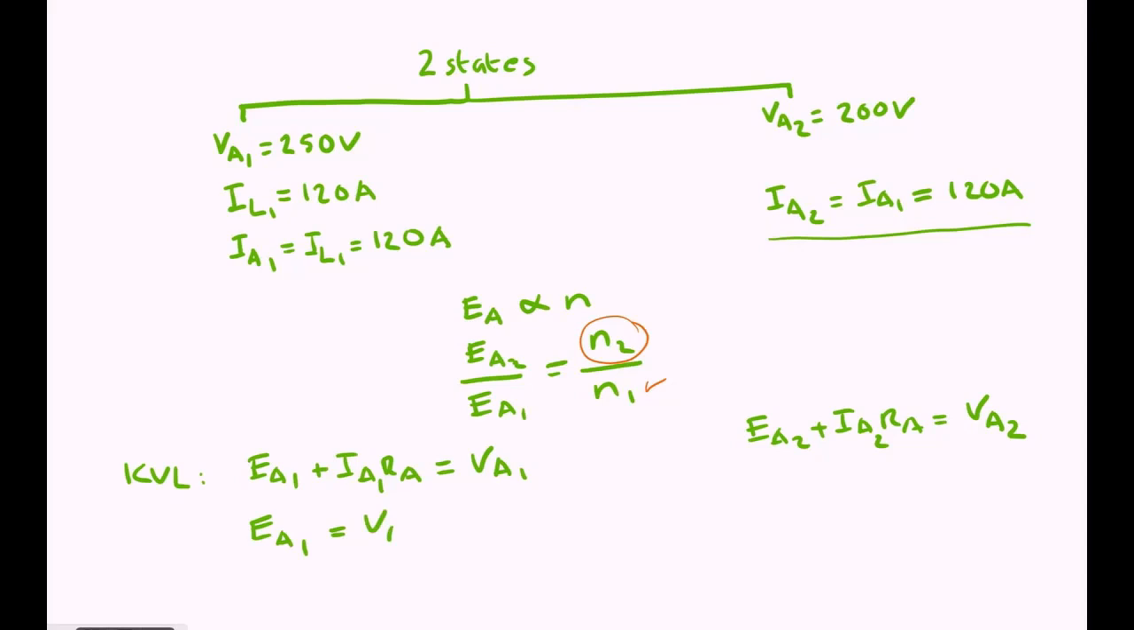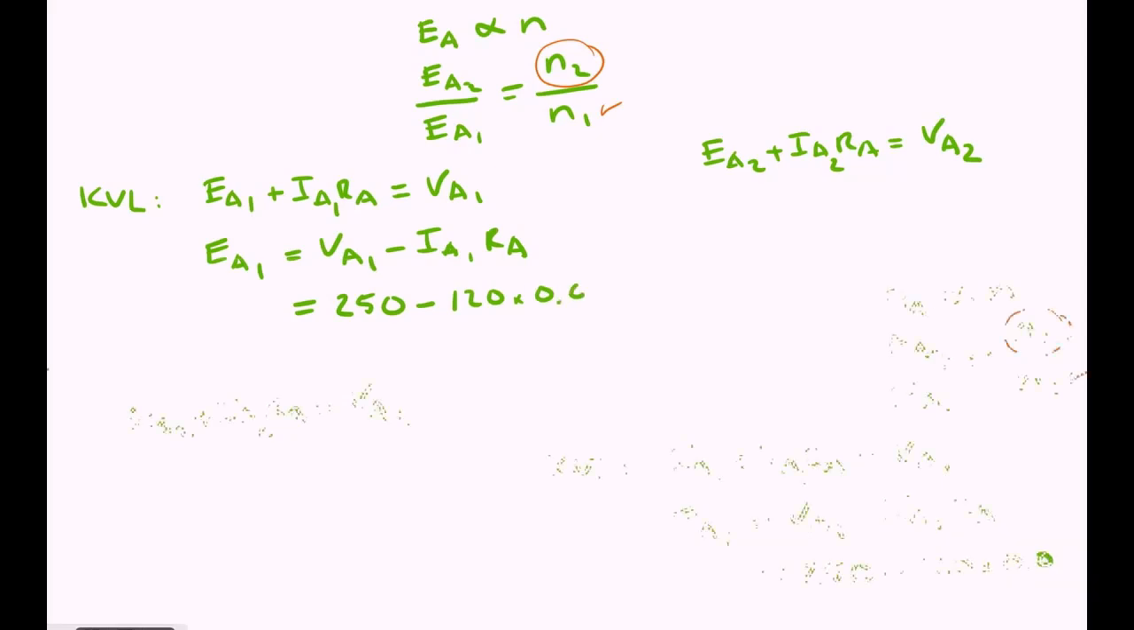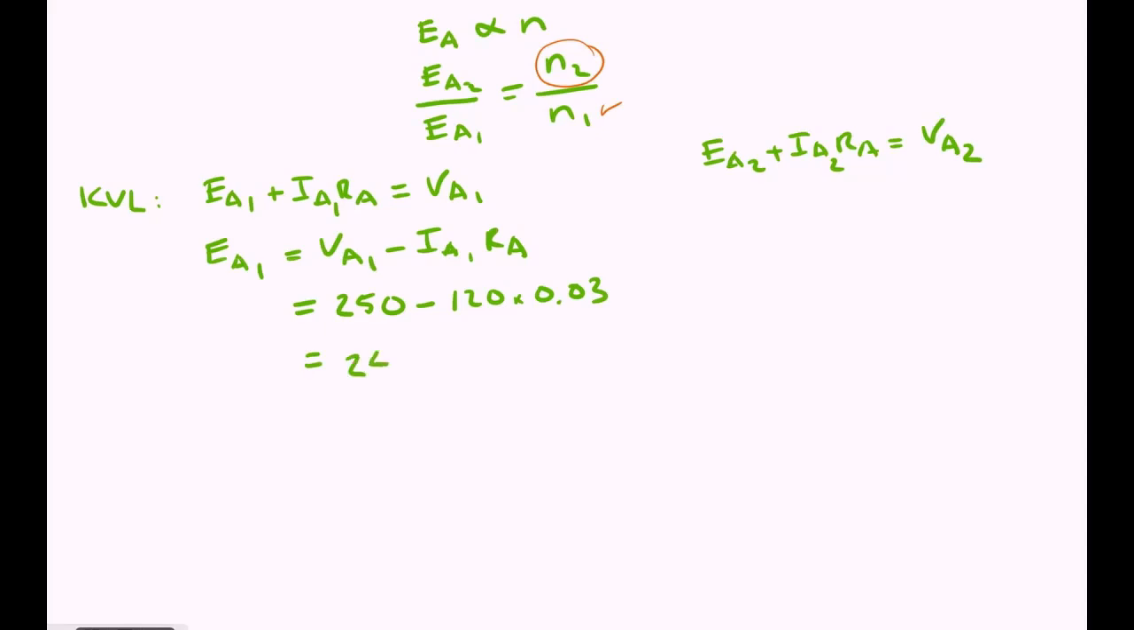Now if we rearrange to solve for EA, EA1 is equal to VA1 minus IA1 RA. Then we can substitute the variables with the values: 250 minus 120 times 0.03, and this should give us 246.4 volts.